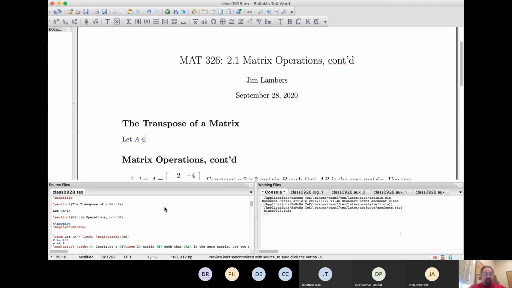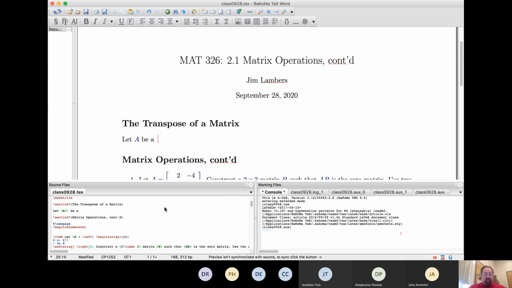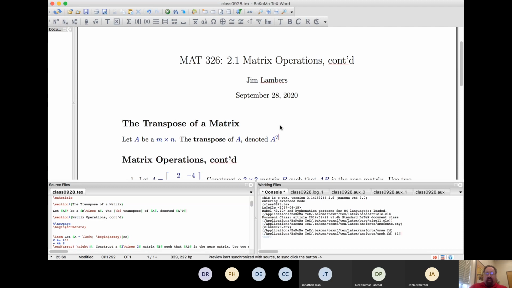Let's suppose we have a matrix A that is m by n. So m rows, n columns. Then the transpose of A, the way we denote it, is A with a T as a superscript. But I will mention it may be denoted differently in other books.